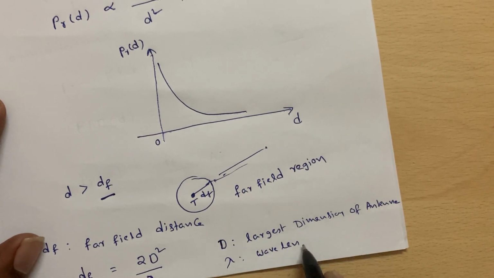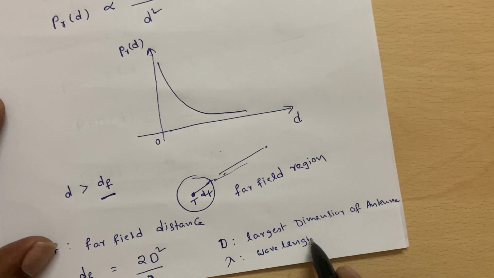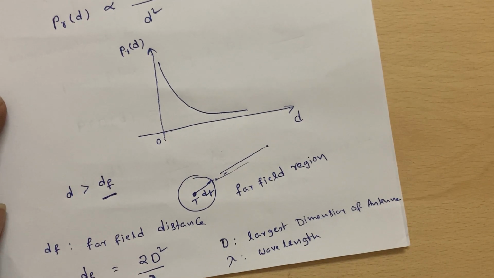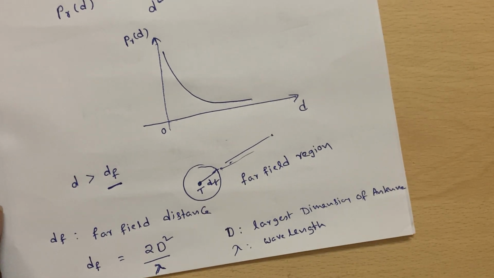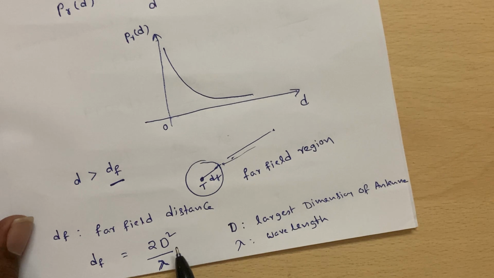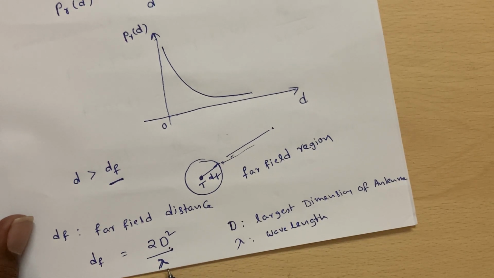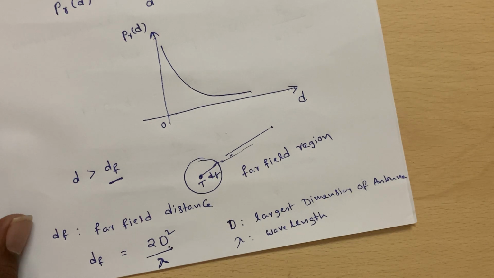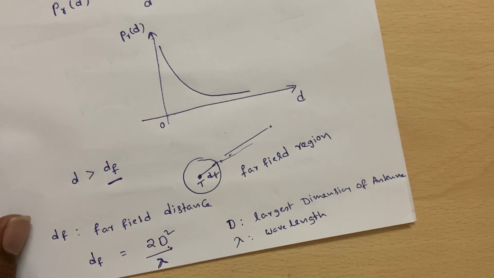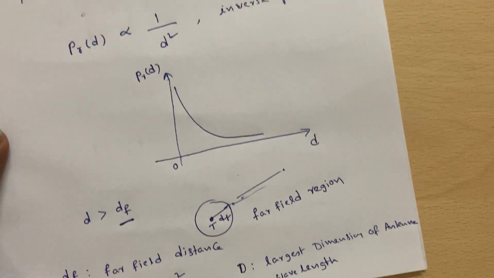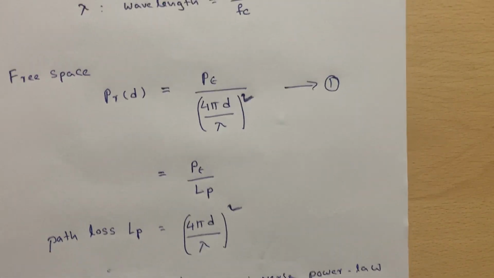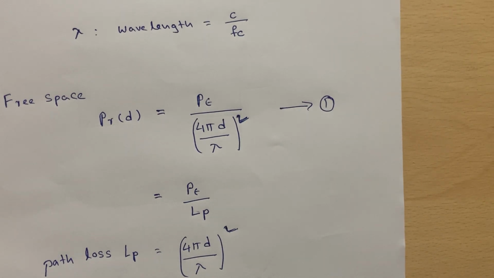Largest dimension means, for example, if it is a rectangular antenna, the diagonal length will be its largest dimension. If the antenna is parabolic, like a dish antenna, then you can take the diameter as the largest dimension. This will be a fraction of meters, and lambda will also be a fraction of meters. So finally df, the far field distance, will be a few meters only. You can find the received power only for distances above df, which is a few meters.